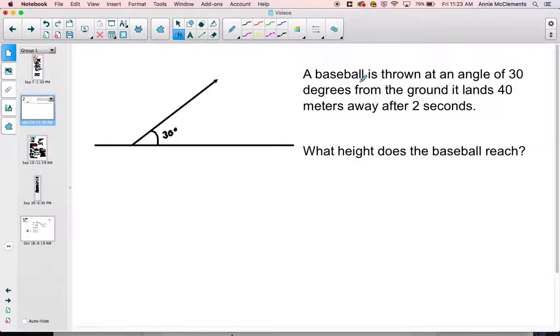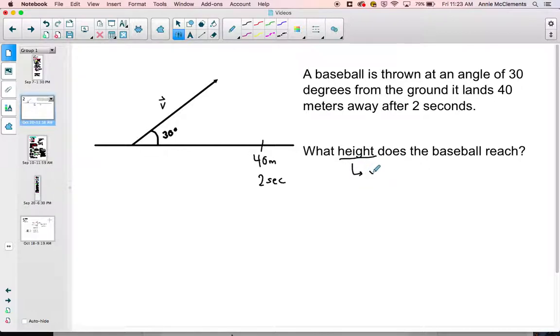So we're given a baseball that's thrown at an angle of 30 degrees from the ground, and it lands 40 meters away after 2 seconds. This vector here, we'll label it V, is the motion of that ball. It's up 30 degrees from the ground, and we know that it lands 40 meters away in the x direction, and this takes it 2 seconds to travel that far. So the question we're asked is, what height does the ball reach?